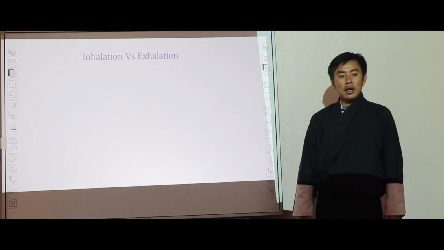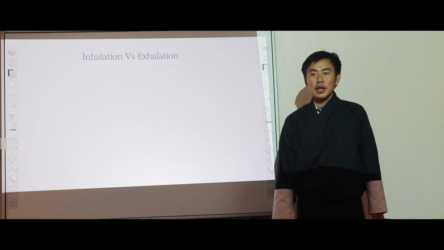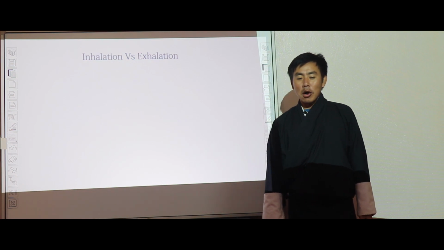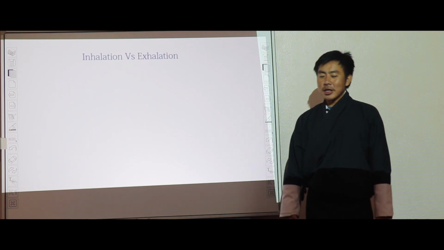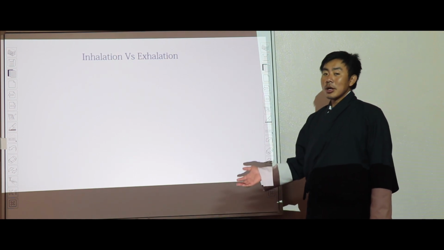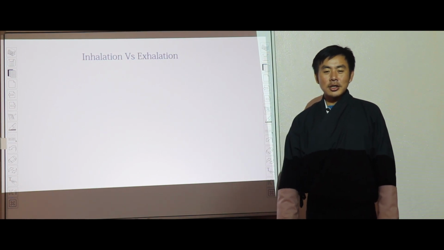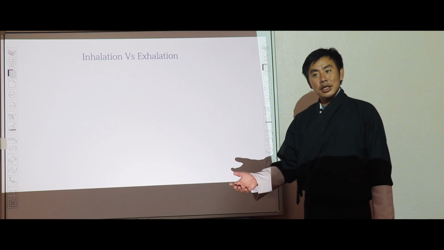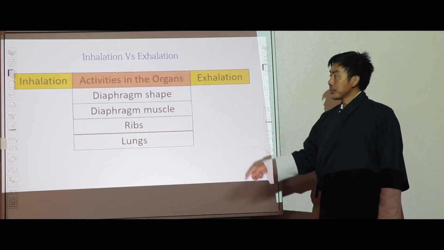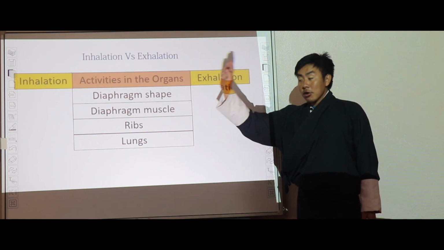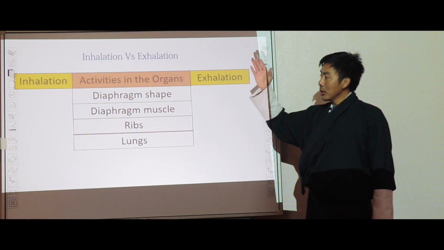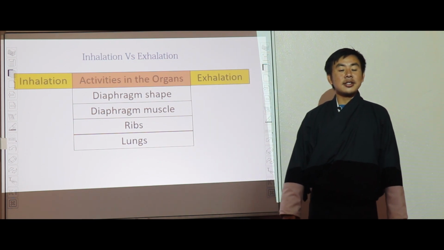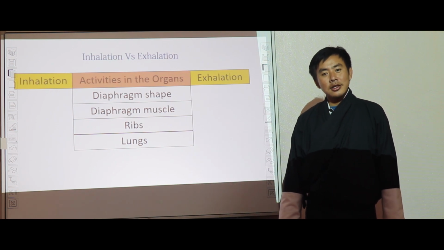So far, we have learned about what actually is breathing, then we have learned about inhalation and exhalation. We have also learned about those organs that are involved in breathing. So now let's try to recapitulate what we have learned about inhalation and exhalation. So let's try to see the difference between inhalation and exhalation. So at the left hand corner we have inhalation, the right hand corner we have exhalation, and in the middle we have the activities that are happening in the organs during inhalation and exhalation.